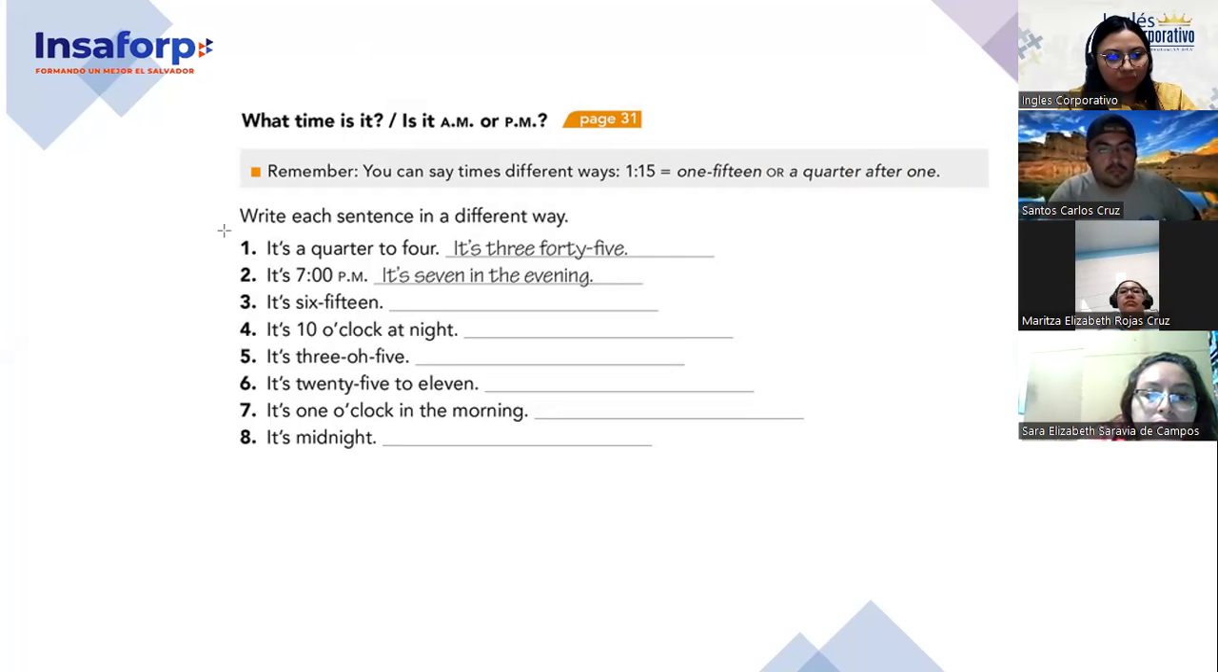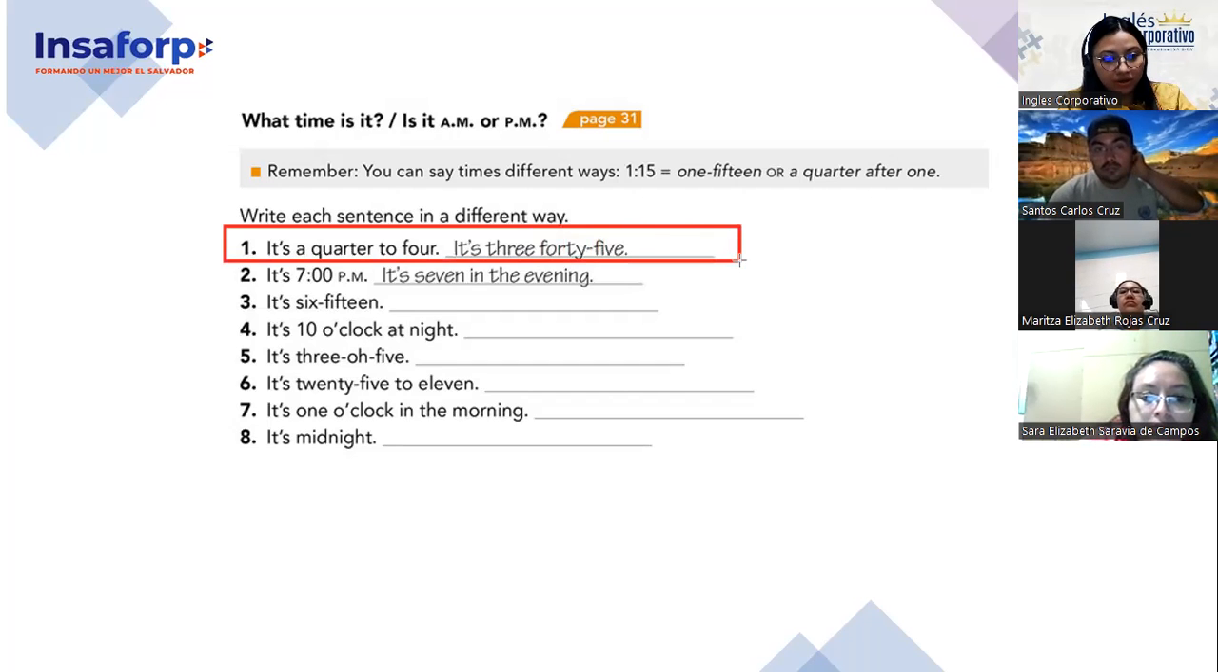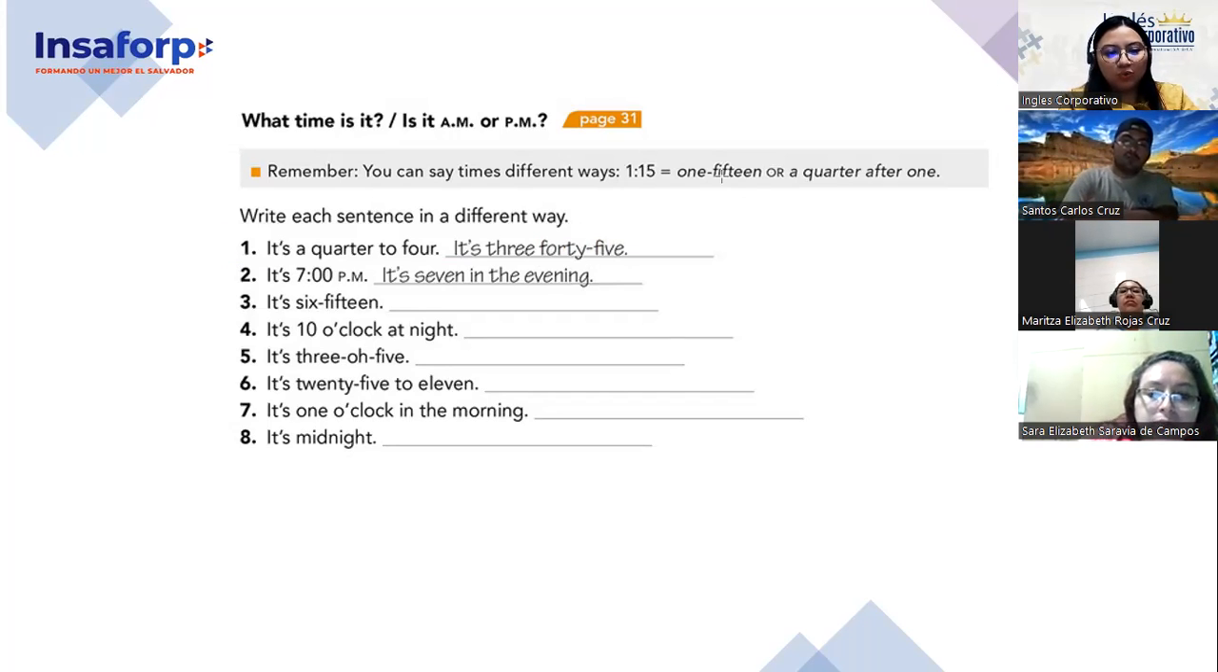First example, what time is it? It's a quarter to four or it's 3:45. Son las 3:45. Number two, it's 7 p.m. Or we can also say that it's 7 in the evening. It's 7 in the evening.